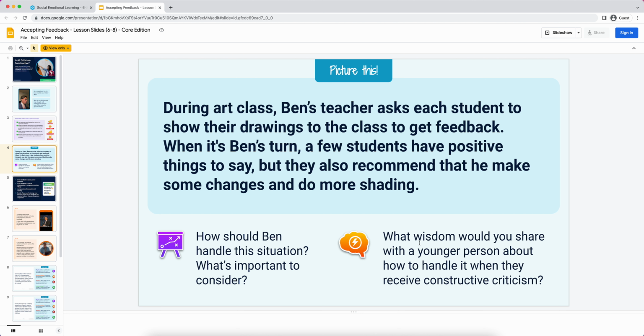And then again, we're getting at prior knowledge. That's the point. What wisdom would you share? So I would honestly throw both of these questions at students at the same time and let them respond to either one, because that's kind of still the same purpose. We're trying to get at prior knowledge. What do they know early in this lesson about this topic?